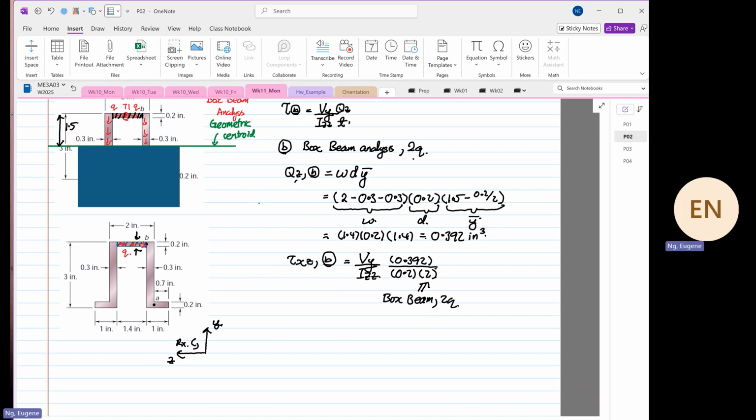Concept is still the same. The shear force is still constant. The I is still constant. Are we clear? You don't start dividing left to right, no. The 2 you include down here is because you are dealing with a box beam analysis. So this is equal to 0.392 divided by 0.2 divided by 2, which is equal to 0.98. So you have Vy over Izz, and this is equal to 0.98.